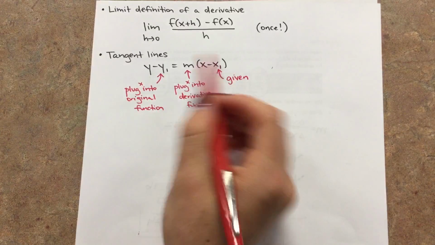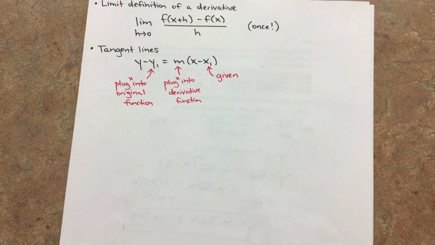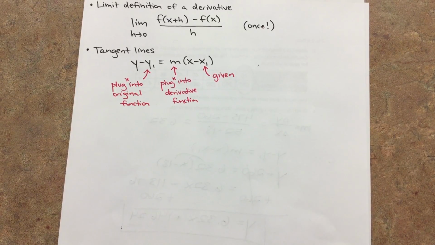And I would leave it like this. This is point slope form. I would leave it just like that. There's no need to distribute the slope and add the y over. I would just leave it in that form. I will accept it. The AP test will accept it. So those are tangent lines. You guys will definitely see one or two of those.